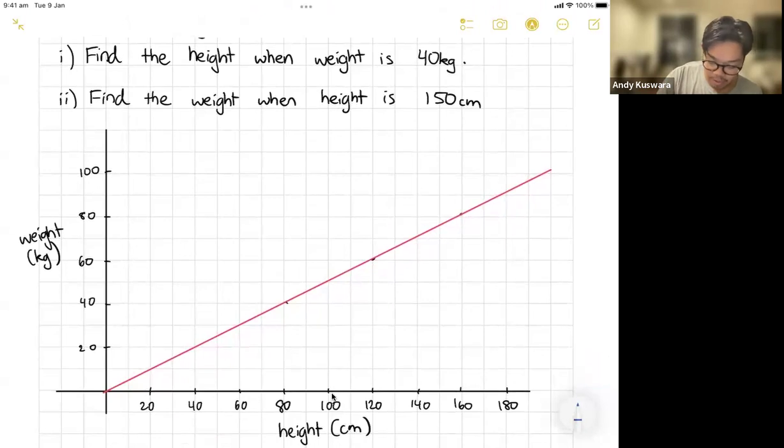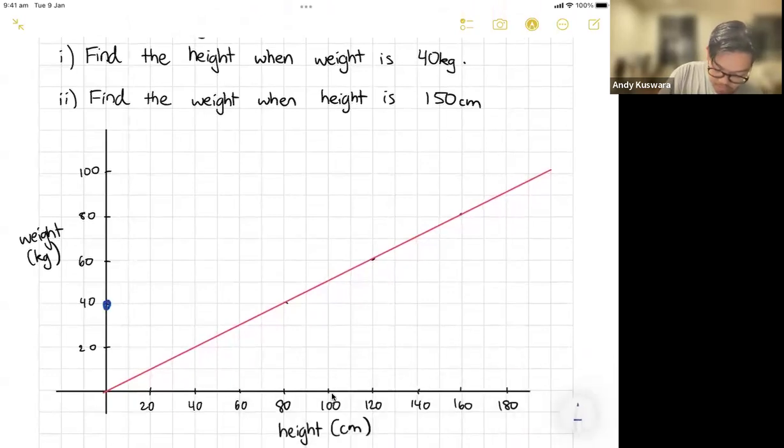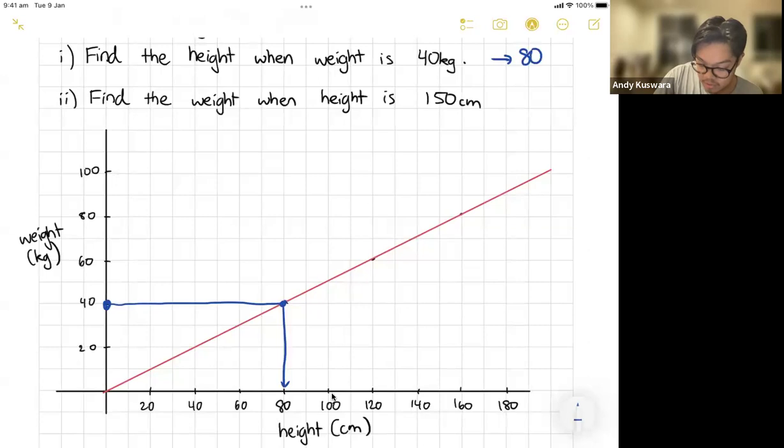So find the height when the weight is 40. I should go to where my weight is 40, sorry, and then line it up with the line. And you can see here, my height is 80 centimeters. And if I go the other way around, find the weight when the height is 150 centimeters. So I go to height 150, which is there.